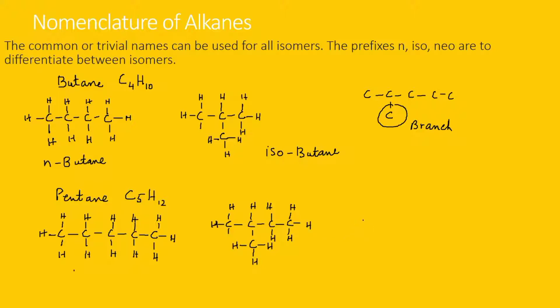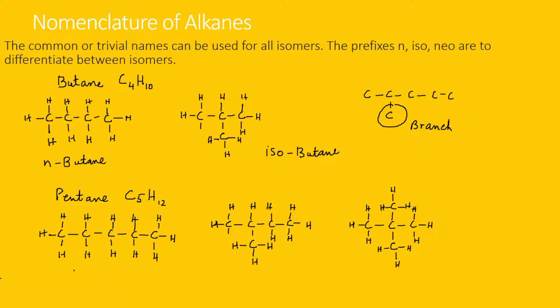Now let's further reduce the carbon chain to 3 carbons, and the fourth and fifth carbons will get attached to the carbon in the center. Now let's count hydrogens: 1, 2, 3, 4, 5, 6, 7, 8, 9, 10, 11, 12. See, in this arrangement also there are 12 hydrogens attached to 5 carbon atoms. Here we have 3 different structural formulas, but their molecular formula remains the same.